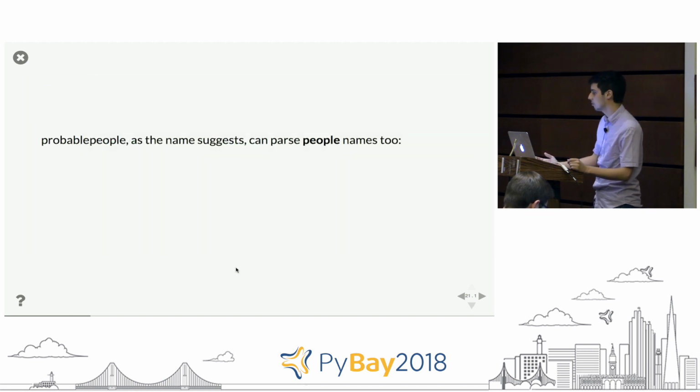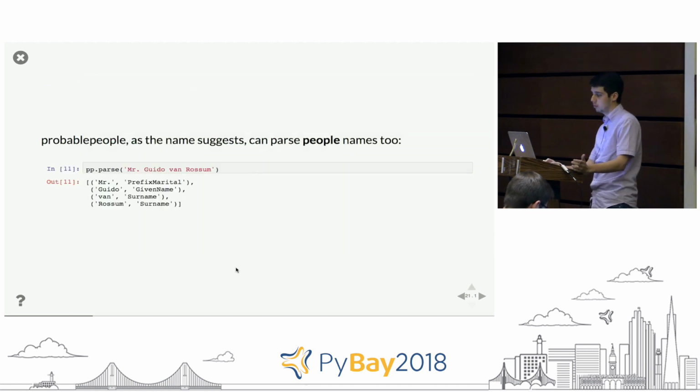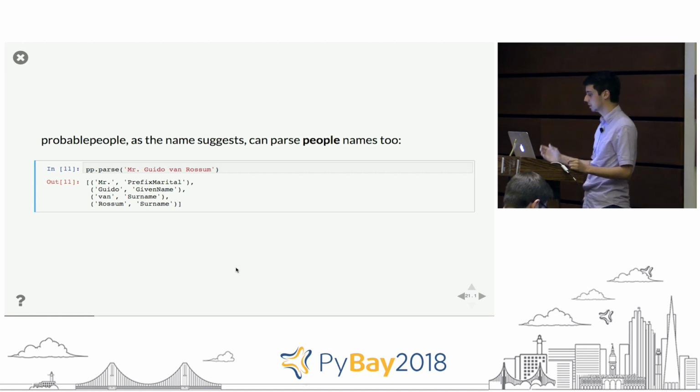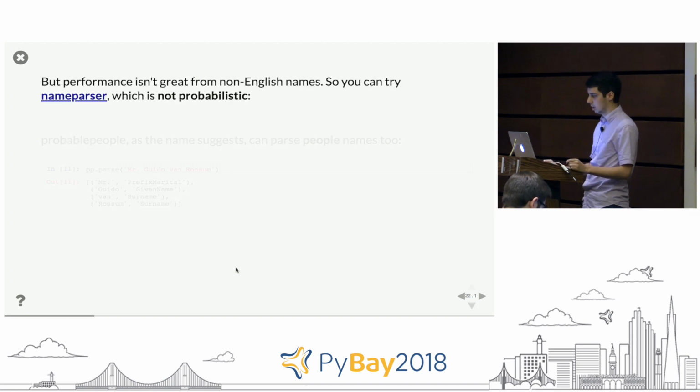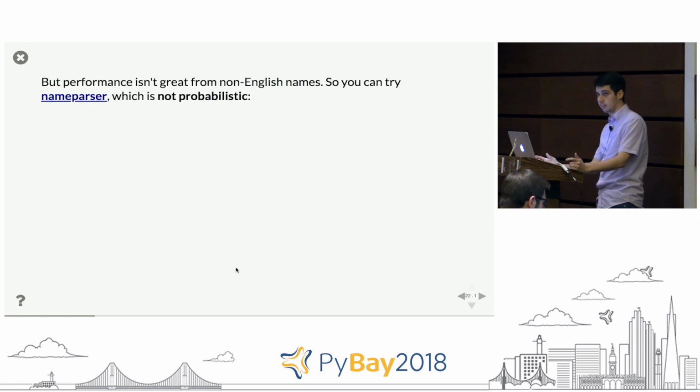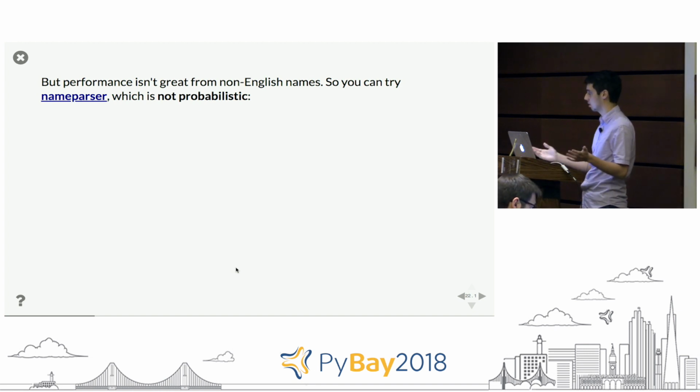And probablepeople, as the name suggests, can parse people names too. If I pass Mr. Guido van Rossum, it figures out that Mr. is a prefix, Guido is a given name, Van Rossum surnames. But performance isn't great for non-English names. So you can try nameparser, which is not probabilistic. It uses huge lists of names.